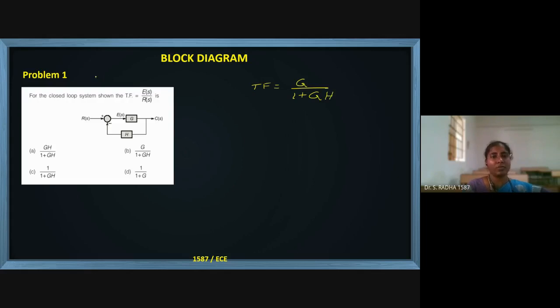This is one of the problems from previous question papers. I forgot to write the year. This is also one of the questions. So option B is the correct answer, G by 1 plus GH, because it is negative feedback.